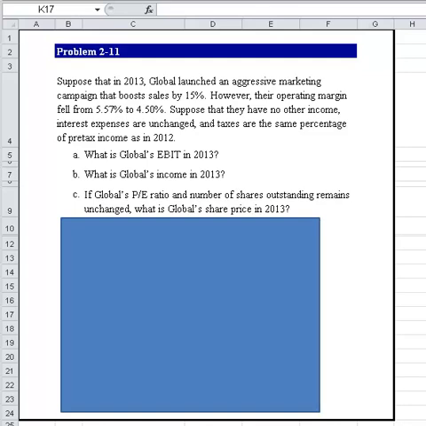Okay, let's look at this problem 211, which has three separate questions for us. Here's what they say. Suppose that in 2013, Global, that's a company, and we're going to be looking at its financial information in a moment, launched an aggressive marketing campaign that boosts sales by 15%. However, their operating margin fell from 5.7% to 4.5%. Suppose they have no other income, interest expense remains unchanged, and taxes are the same percentage of pre-tax as in 2012. What's Global's EBIT, which is earnings before interest and taxes, in 2013?